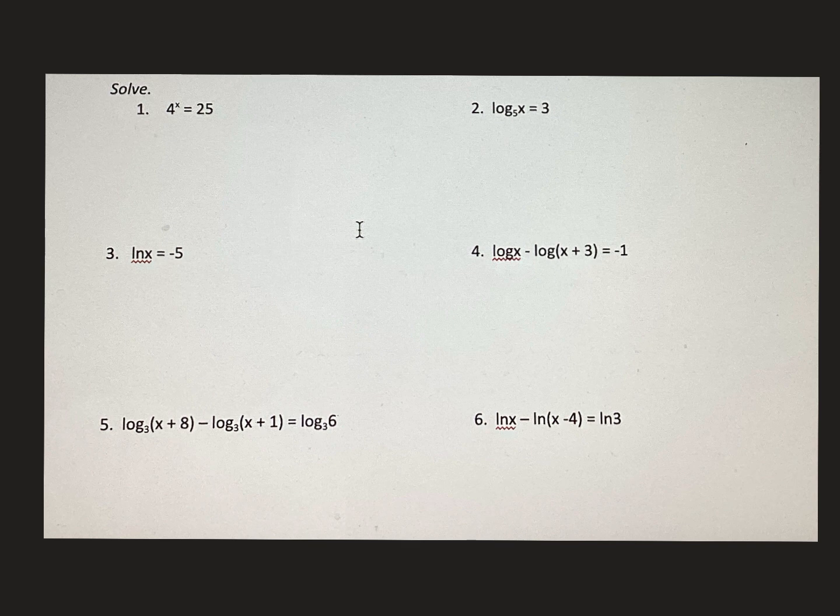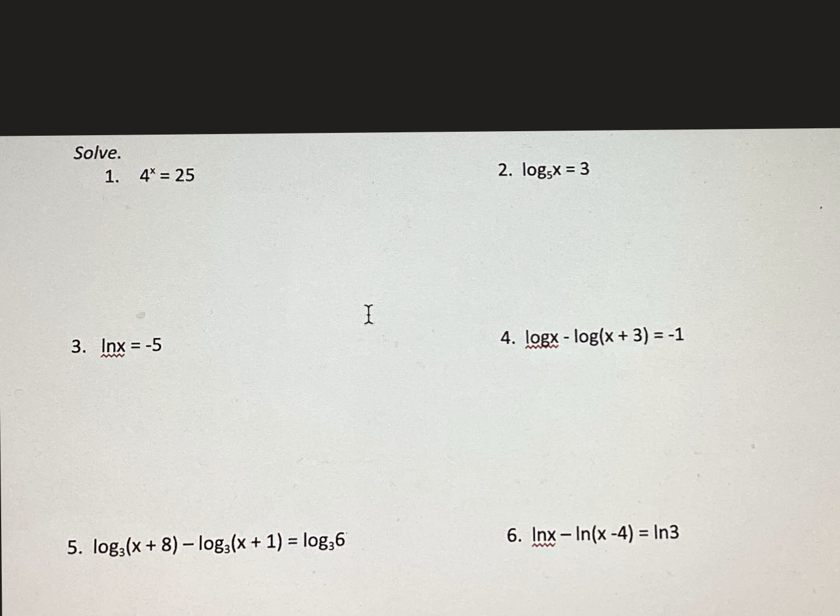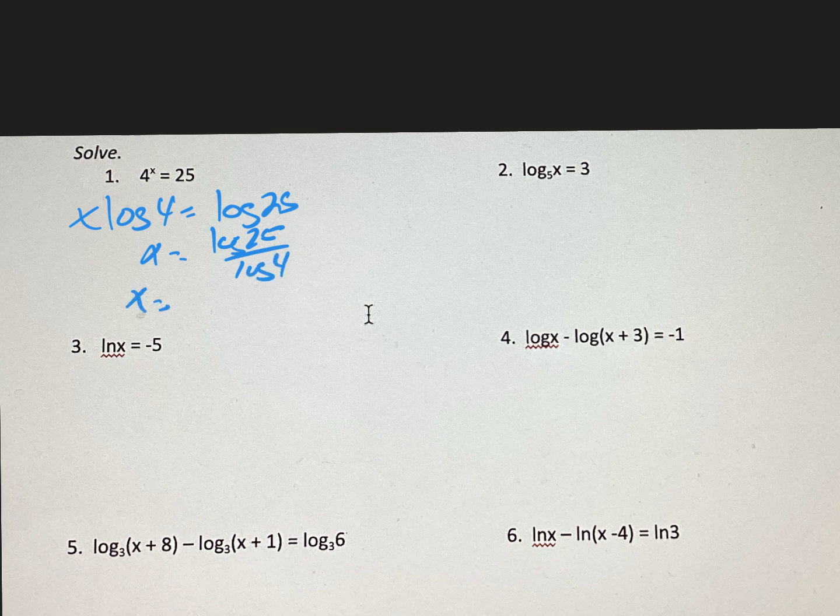Number 1 says 4 to the x is 25. You cannot find the same base on that one. So what I'm going to do is just take the log of both sides. Remember, your exponent goes in the front, so I'm going to say x log 4 equals log 25. And just divide both sides by log 4, and punch that right into your calculator. Punching in log 25 divided by log 4.